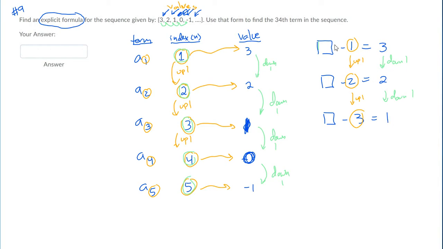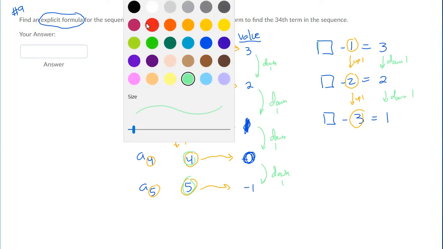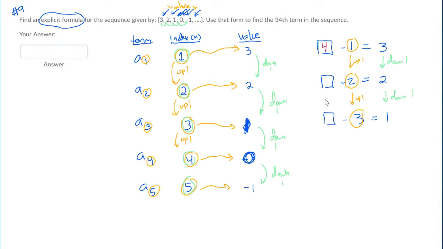Now, can I figure out a number to start with that makes this work? Something take away 1 is 3. Can you figure out what it is? I bet it's this. 4 minus 1 is 3. 4 minus 2 is 2. 4 minus 3 is 1. How about here? How about 4 minus 4? This 4 that we figured out minus this index number. The fourth term has an index number of 4. 4 take away 4 is giving me what? A 0. Okay. How about here? What's the index number for the fifth term? 5. What's 4 take away 5? -1, which is the value that we're supposed to be getting.